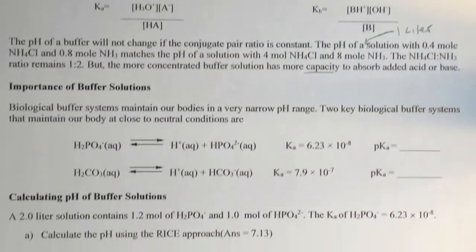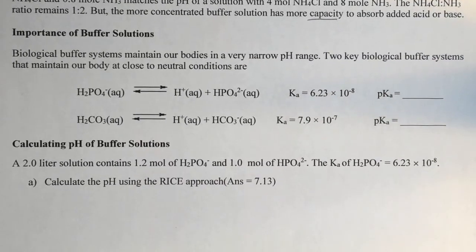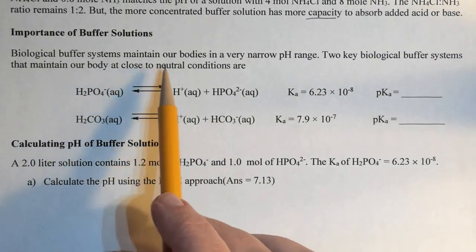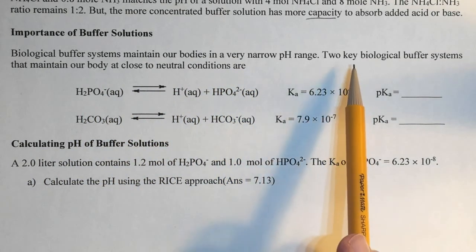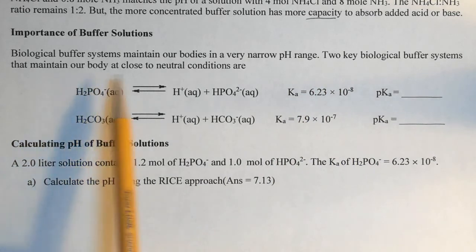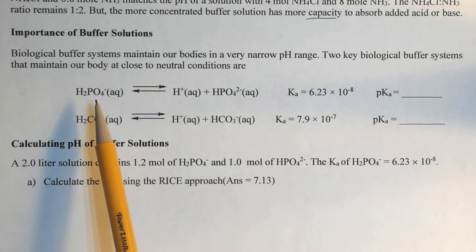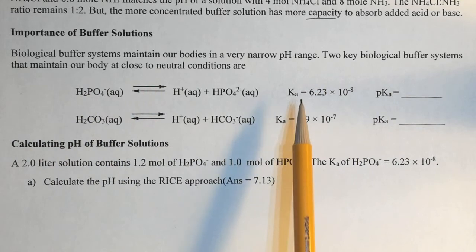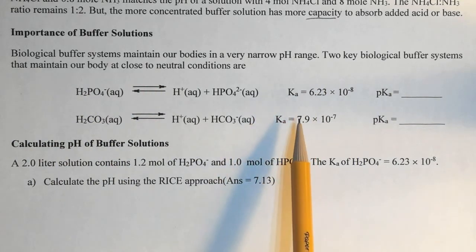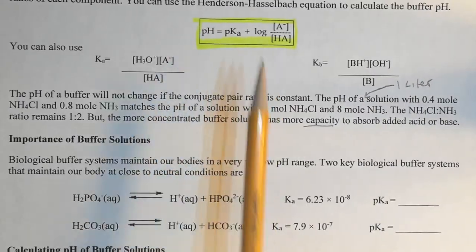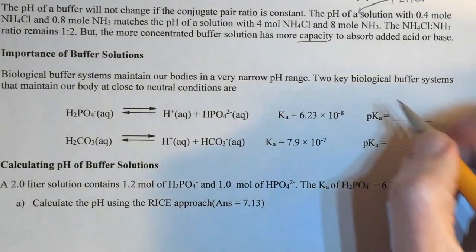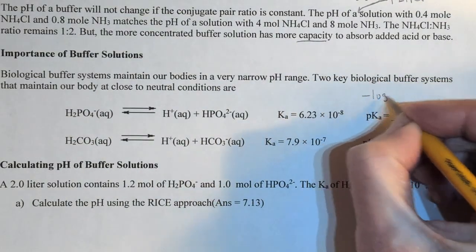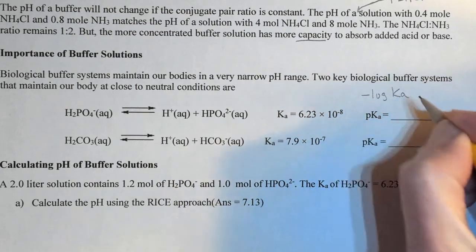So, why are buffer solutions important? Well, biological buffer systems maintain our bodies within a very narrow pH range. We have 2 key biological buffer systems that maintain our body at close to neutral conditions, and they are shown here, along with their respective values of Ka. Now, the reason I show this is really because this equation up here uses the pKa term. So, to refresh your memory, the way we find pKa is we take the negative log of Ka. And that's all there is to it.